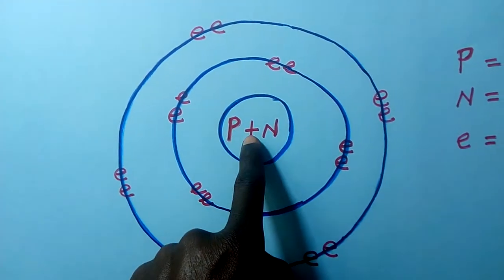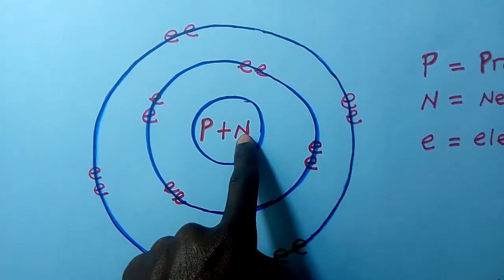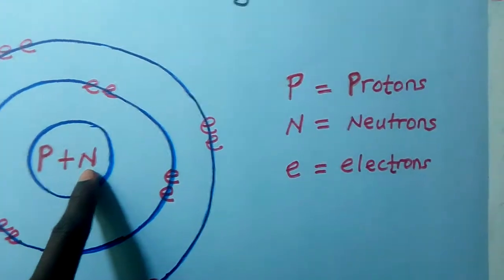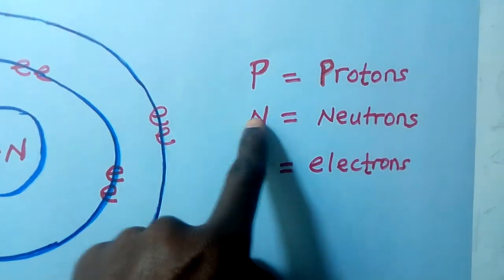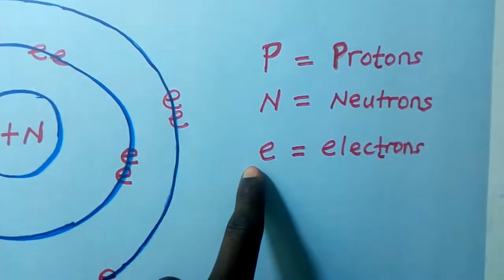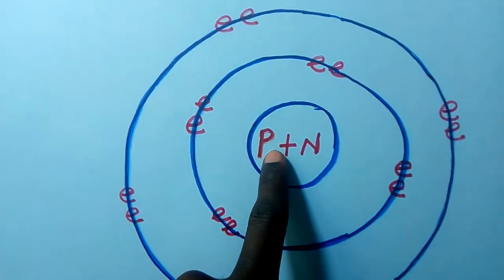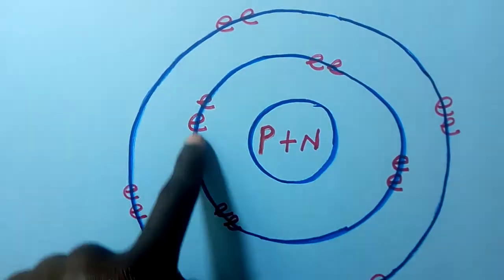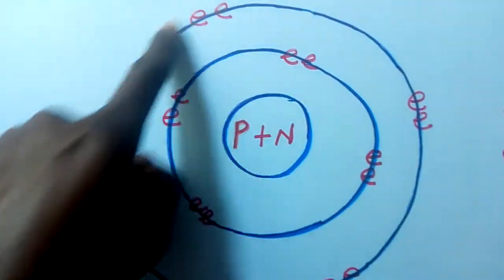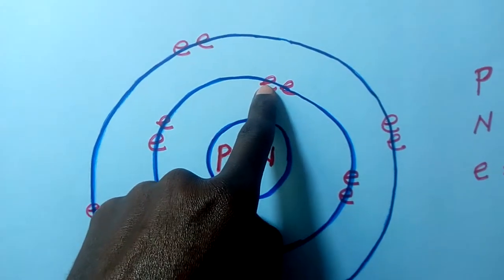When we say P and N, P means what? Protons. And then N means what? Neutrons. And E means electrons. We have put them here. P means protons, N means neutrons, and E means electrons. So inside the center of an atom we have protons and neutrons. Then in shells, we call these ones shells, we have electrons.